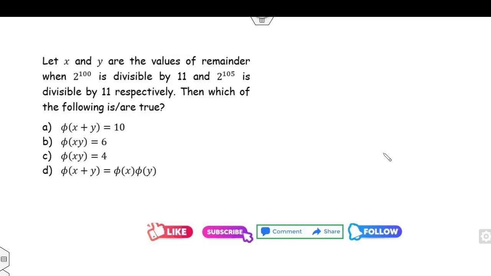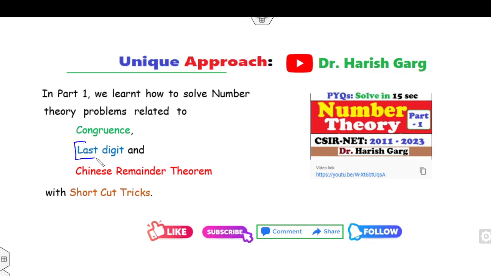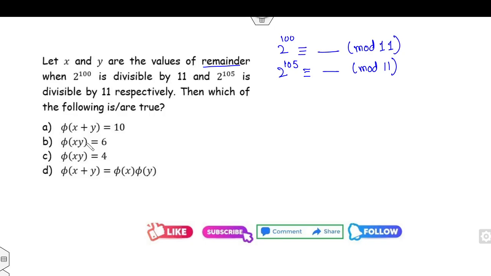Now, look at the first question. Let x and y be the values of the remainder when 2 raised to power 100 is divided by 11, and 2 raised to power 205 is divided by 11. You can see that this is the same question that I explained in our last lecture related to the last digit problem. So you can pause this video and solve this question.